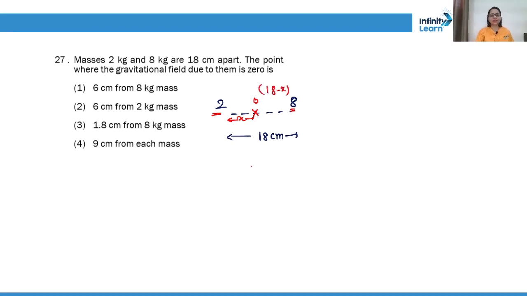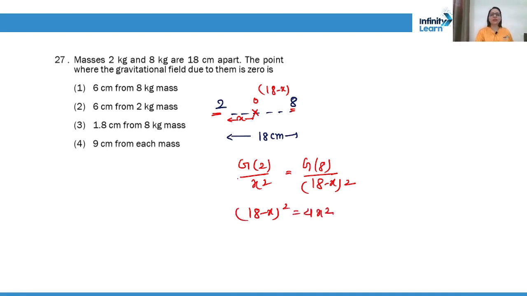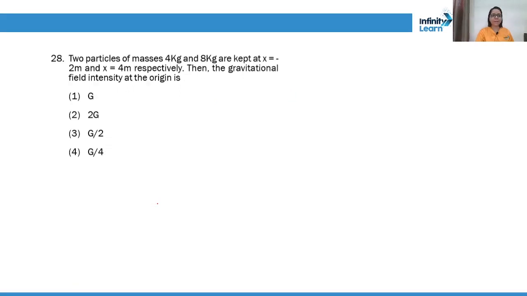Gravitational field intensity due to 2 kg is g into 2 upon x square, and it should cancel g into 8 divided by (18 minus x) whole square. So basically (18 minus x) whole square is equal to 4x square. Take the square root. So 18 minus x is equal to 2x and x will be 6 centimeter. So gravitational field intensity is 0 at a distance of 6 centimeter from the 2 kilogram mass, which is option 2.